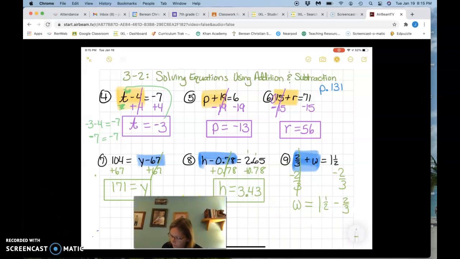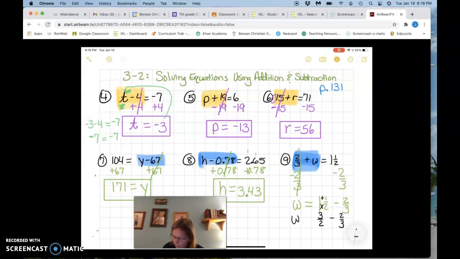Okay. So first I need to change this mixed number to an improper fraction. So remember, we do that by multiplying and then adding. 2 times 1 is 2, plus 1 is 3. And then I'm going to go ahead and bring my other fraction down.